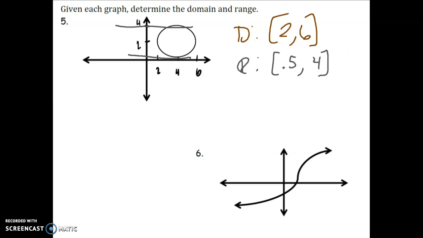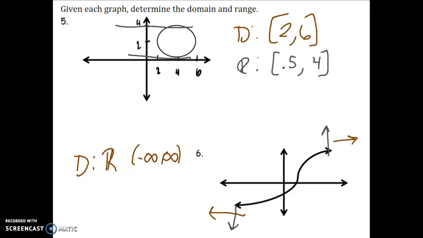All right, let's move down here to number 6, domain. Well, look, it's going forever to the left and forever to the right. So I can say that my domain is all real numbers. I can write out the words, or I can use the symbols negative infinity to positive infinity. All right, well, those arrows are going left and right, but do you see how this one is also tending up and this one is also tending down? So the range is also going to be all real numbers. It's going on and on forever, up and down.